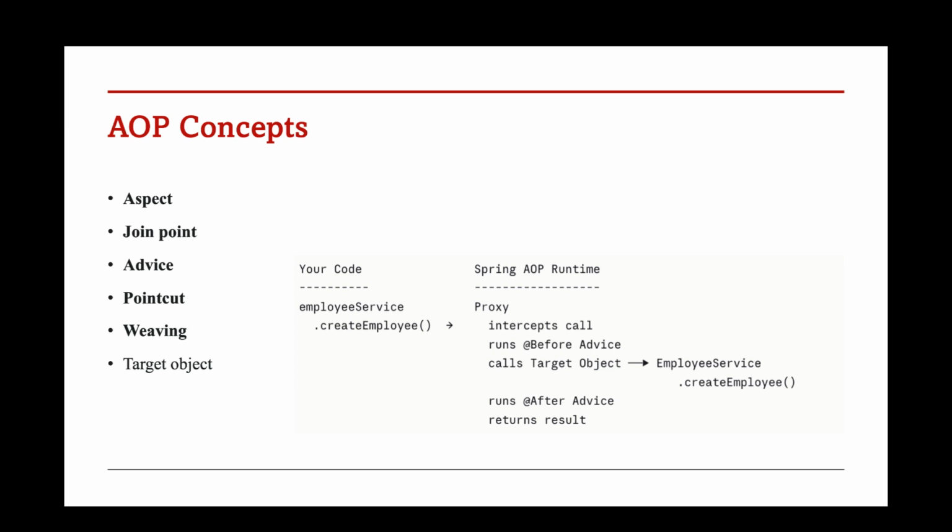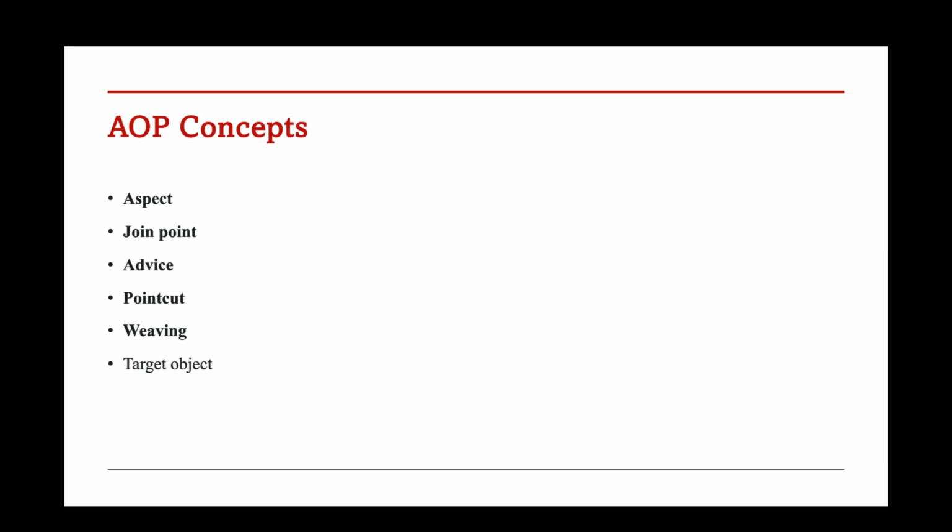Now here is something important to understand about how Spring handles the target object. Spring AOP never modifies your target object directly. Instead, Spring wraps the target object inside a proxy. When you call a method on the employee service, you are actually calling it on the proxy. The proxy intercepts the call, runs the advice, and then delegates to the actual employee service method. So your target object, the employee service, never knows that AOP is happening around it. It just does its job.